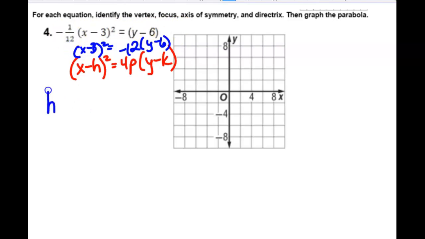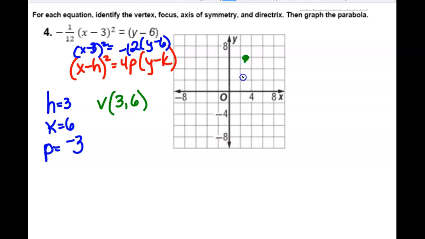All right, so h is 3, k is 6, p is what? I feel it's the first time we've had a negative p, yes? Okay, so we have to be real careful. Which way is this guy opening? It's going to open down, okay? Vertex, anybody? 3, 6. 2, 4, 6. 3, 6 is up here.